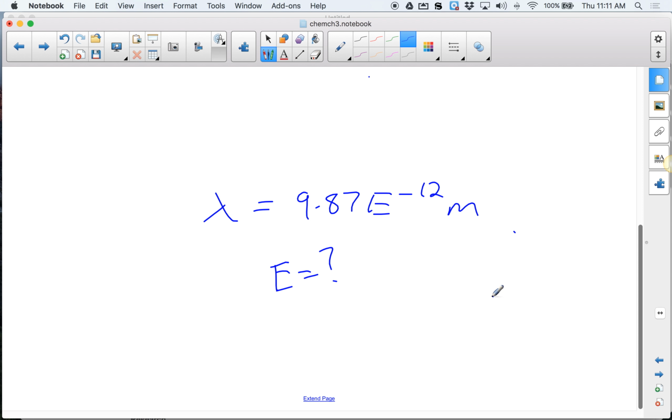So, if I ask the question, how much energy is carried by a wave that has a wavelength of 9.87 times 10 to the negative 12 meters? What would you do? You use the first equation to find the frequency, and then use the second equation to find the energy. Okay? So sometimes you might have to use two equations for one problem.